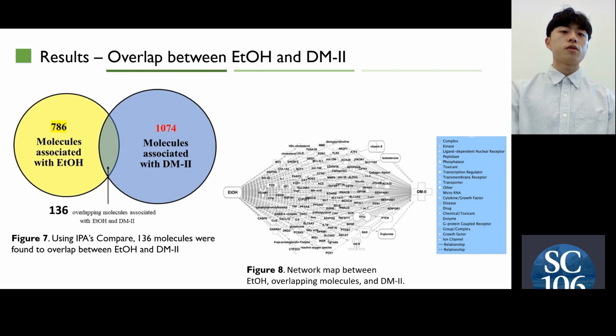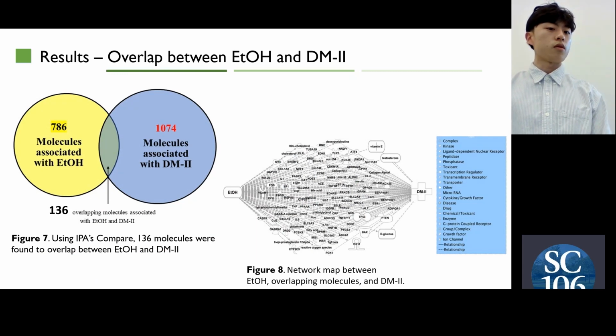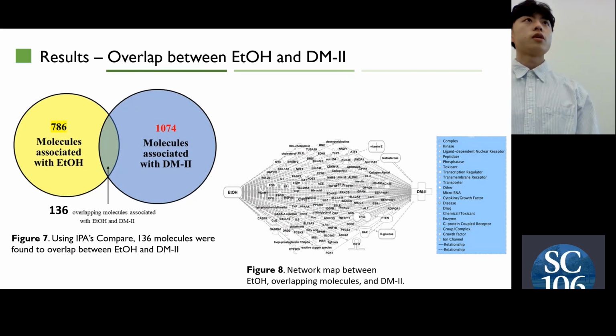Similarly, we also overlapped the molecules associated between ethanol and DM2. Since we already knew that IP could be upregulated by ethanol, we also wanted to see how ethanol can be affected by DM2 as well.